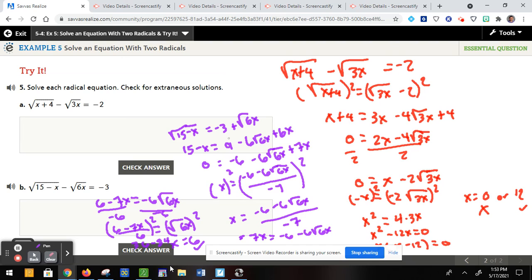Over here in purple, for part B, I added square root of 6x to both sides, squared both sides, then tried to isolate the radical, and squared both sides. And then you end up with 6 or, 6 is the solution that ends up being good. The other one was extraneous.